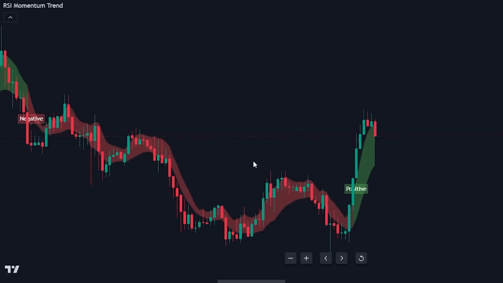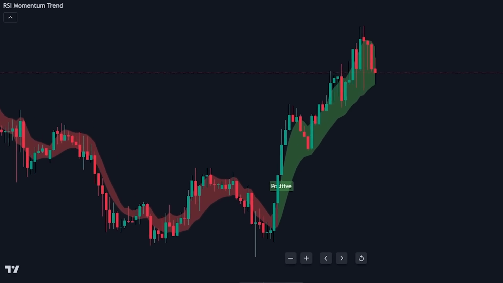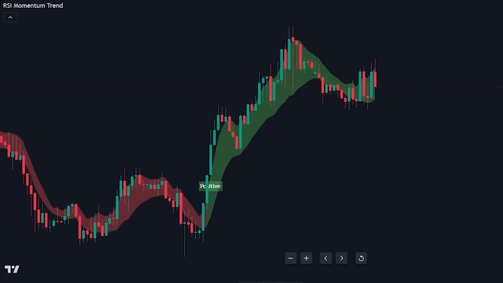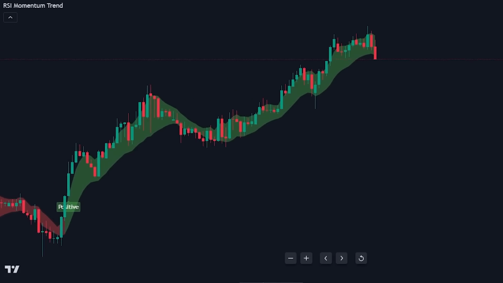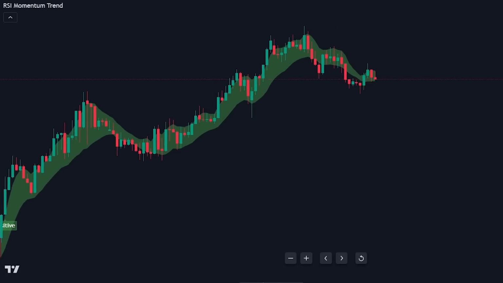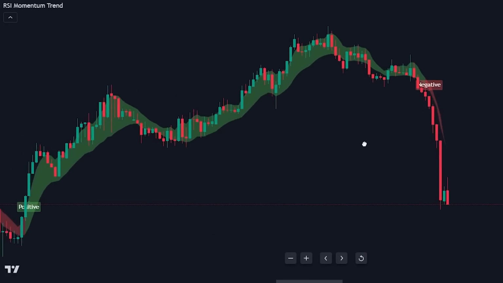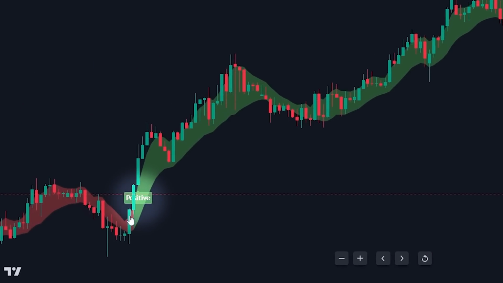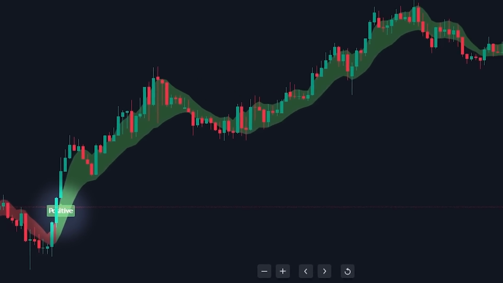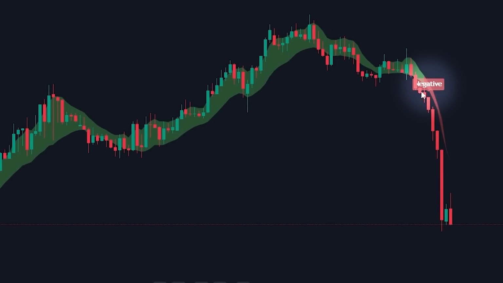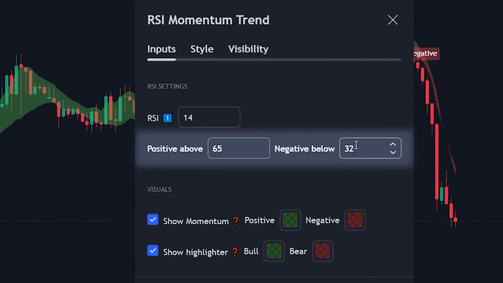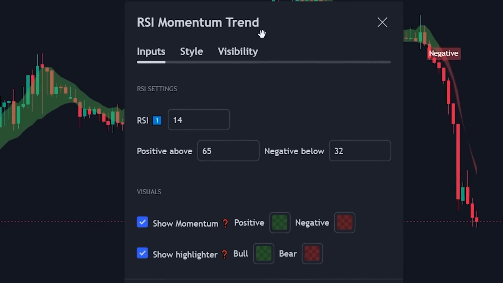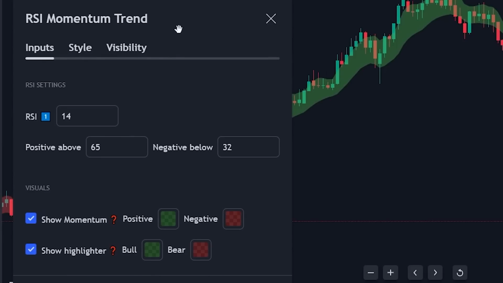The RSI Momentum Trend works by utilizing the Relative Strength Index, RSI, and a momentum threshold. It calculates the RSI and evaluates two momentum conditions, positive and negative. Once a momentum condition is met, it is visually shown on the chart so traders can know what direction the market is trending in. If we click on Settings, we can see that we are able to adjust the positive and negative momentum condition. For our testing, the default settings are fine.